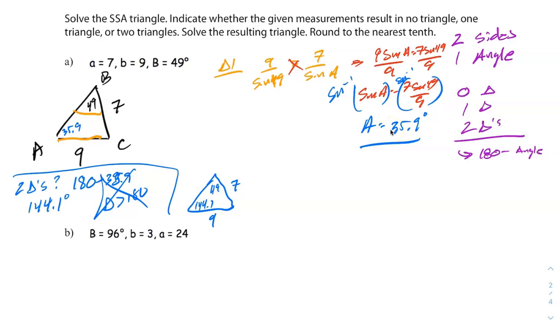So we have one triangle here. Let's finish the rest of this one triangle out. The rest of it's easy. I've got to find angle C. All we do is do 180 minus those two things we already have.